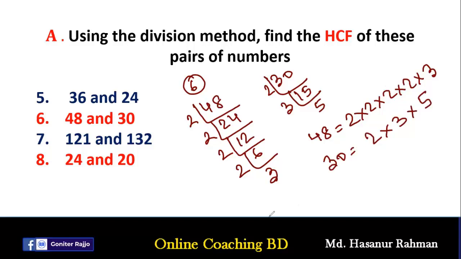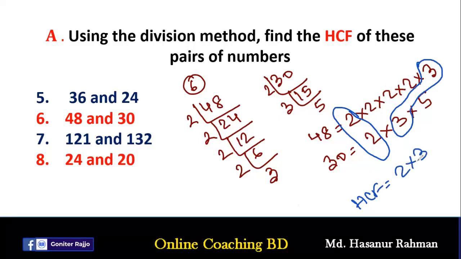Now, which one is common in both numbers? This 2 is common in both numbers, and this 3 is common in both numbers. So what will be our HCF? HCF will be 2 multiplied by 3, that is 6. So the HCF of 48 and 30 will be 6.